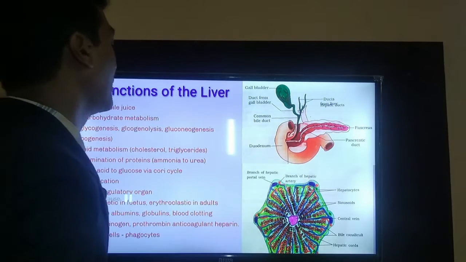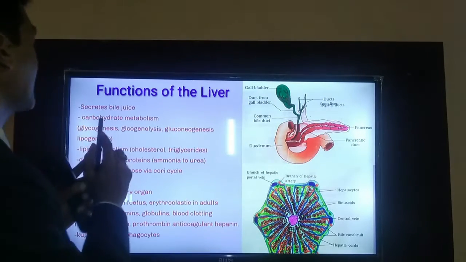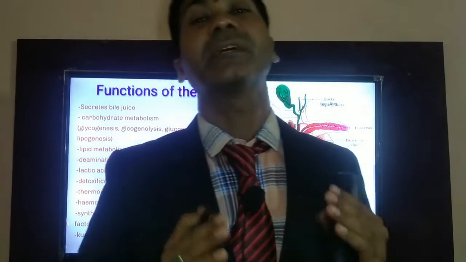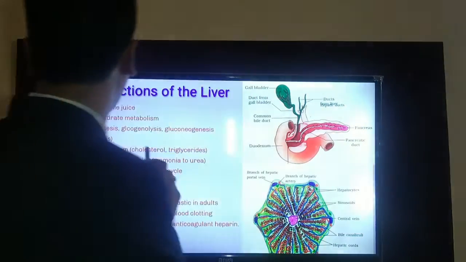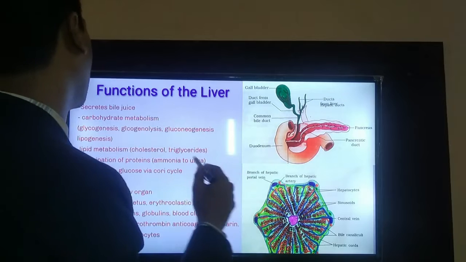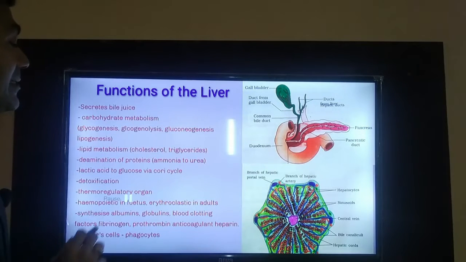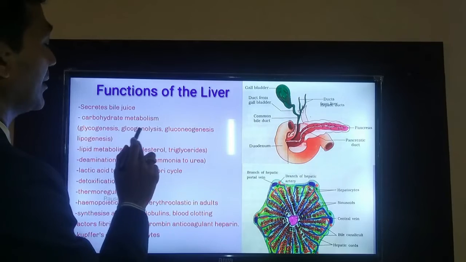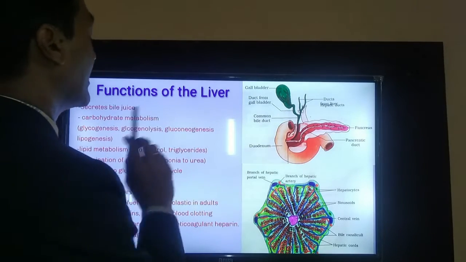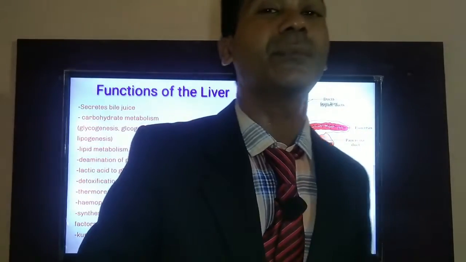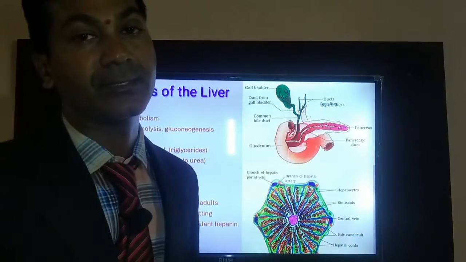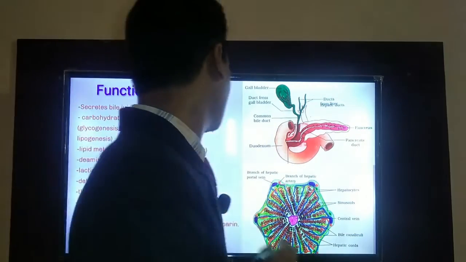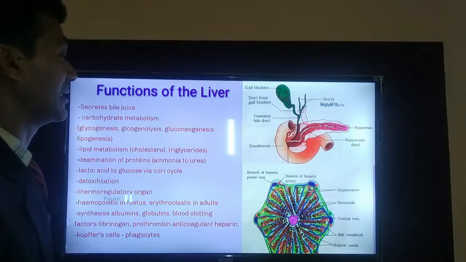And then gluconeogenesis. See, gluconeogenesis versus glycogenesis. The difference is, if the glucose is forming from the glycogen, that is glycogenolysis. Sometimes what happens, glucose will form from sources other than carbohydrates. Like they can form from the amino acids, they can form from the lipids. So such a process is known as gluconeogenesis.